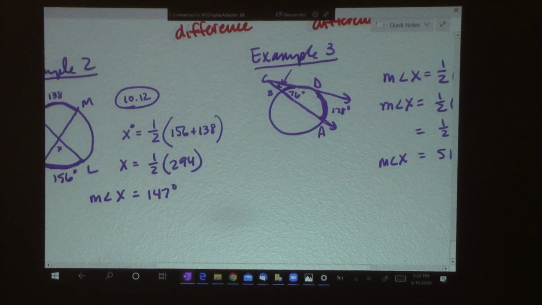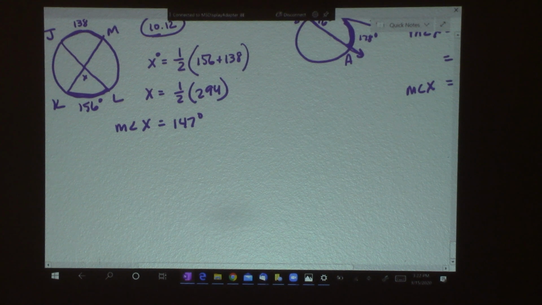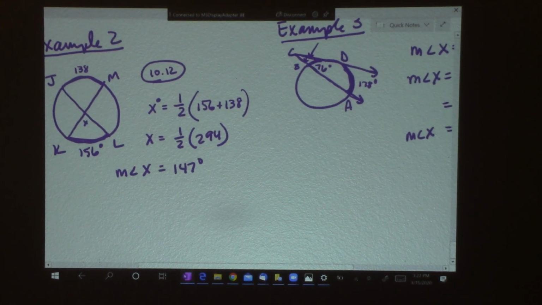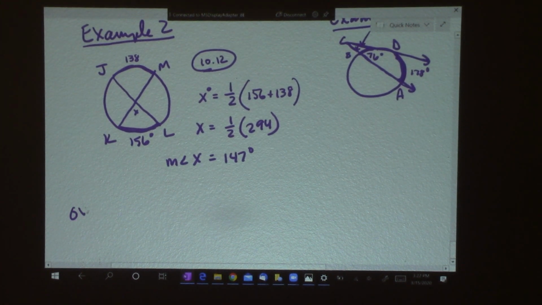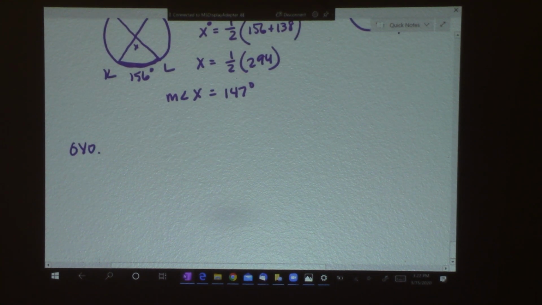Okay, so you guys go ahead and start working on the OIOs while I write them down. Find the variable.